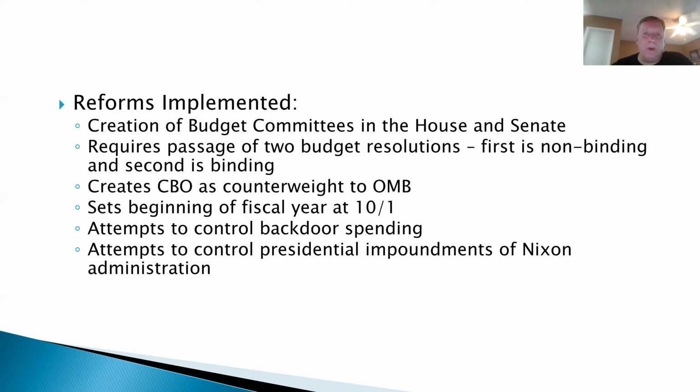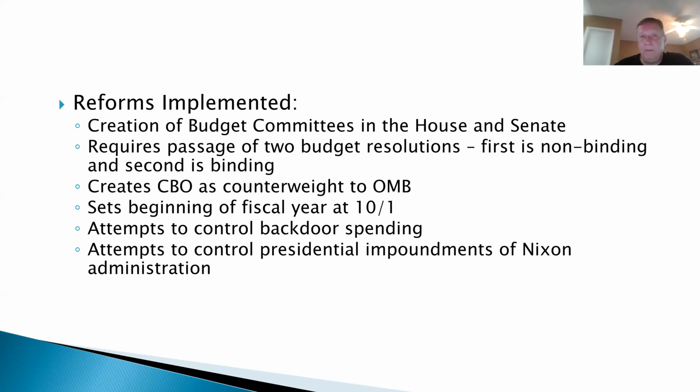It created the Congressional Budget Office to serve as a counterbalance to the Office of Management and Budget. President, you have the OMB, we are going to have the Congressional Budget Office to give us information and produce studies for us. It changed the fiscal year, so the fiscal year would begin on October 1st and end on September 30th.